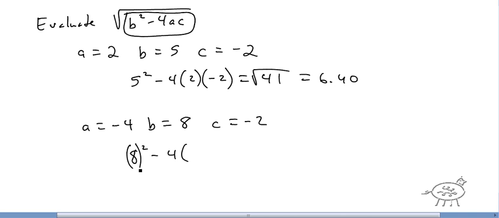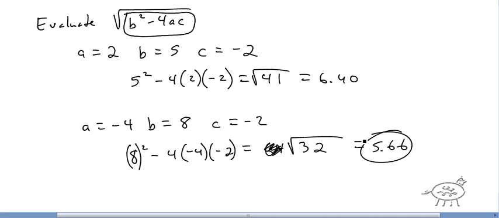All right, so 8 squared minus 4 times A times C. So we get 64. Actually, I'll just type everything in my calculator. I'm going to say 8 squared minus 4 times -4 times -2. And you get 32. And then you take the square root of 32. So the square root of 32 gives us 5.66.